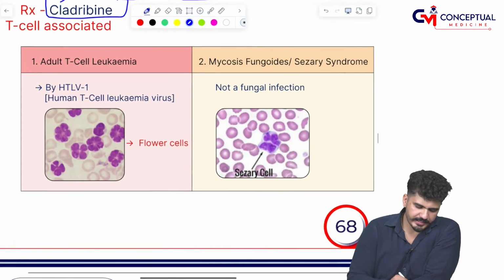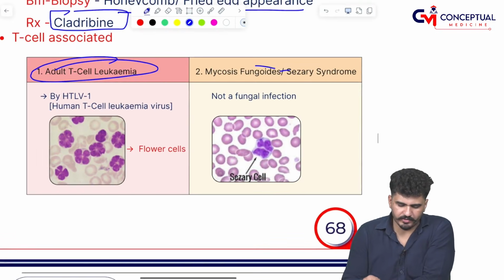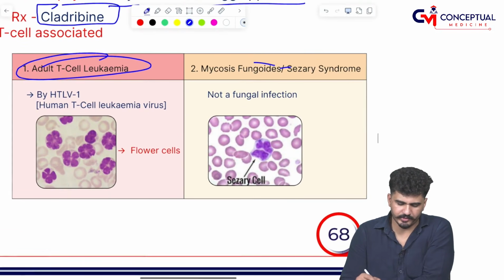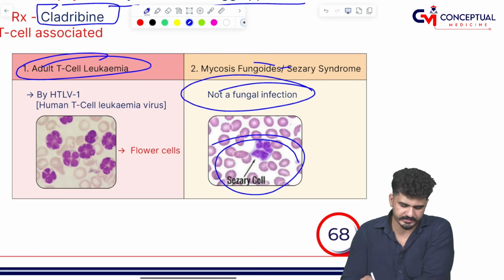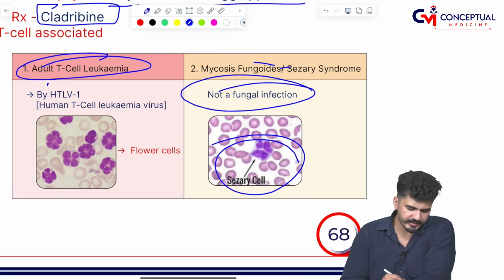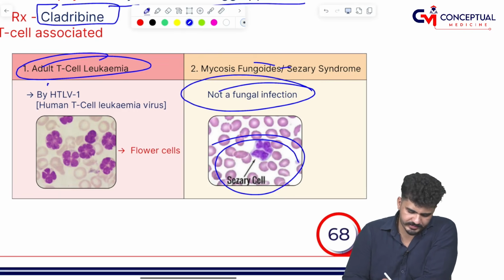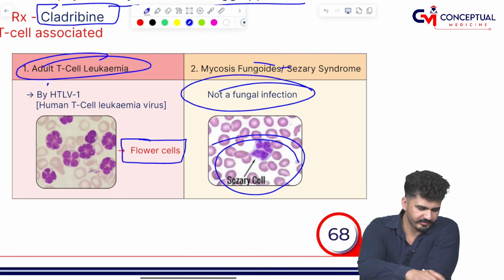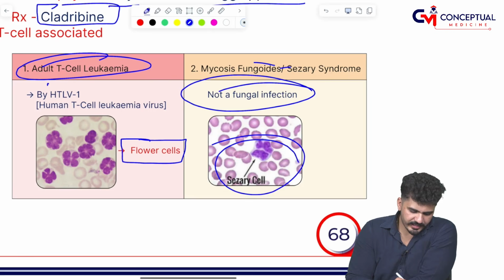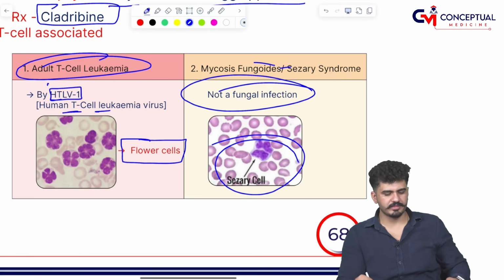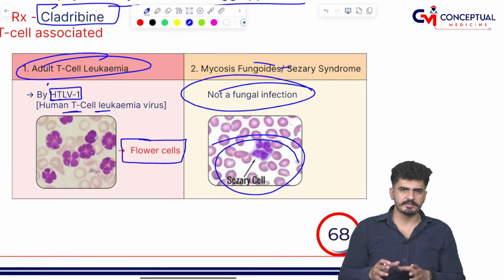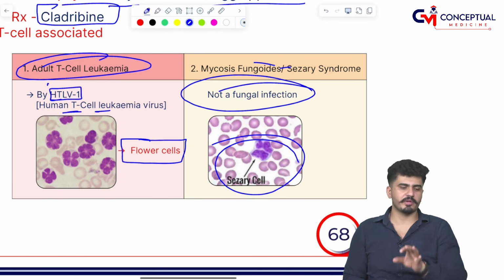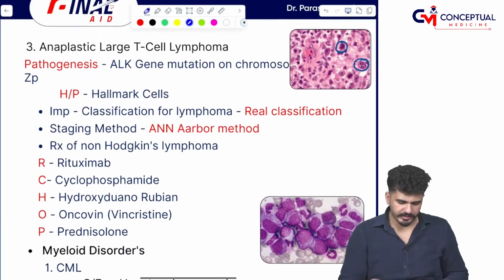T cell associated: adult T cell lymphoma and mycosis fungoides, which is also Sézary cell syndrome, not a fungal infection, you will just see a Sézary cell. Now adult T cell, where HTLV1 is there, you will see a flower shaped cell. By HTLV1, human T cell leukemia virus, you will see a flower. So these are the 2 variants in the T cells and 5 in the B cells you have to remember for your exam.